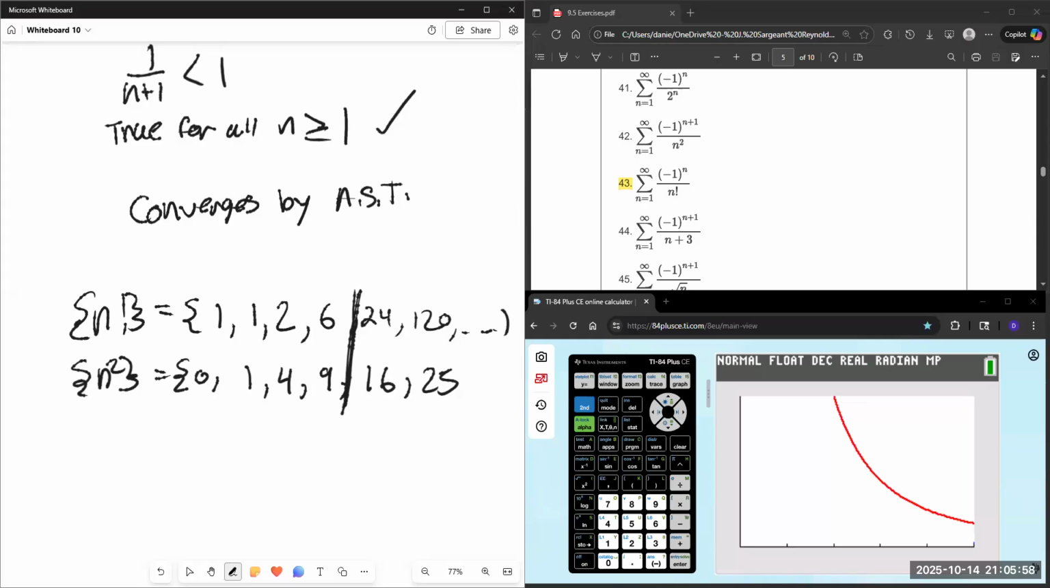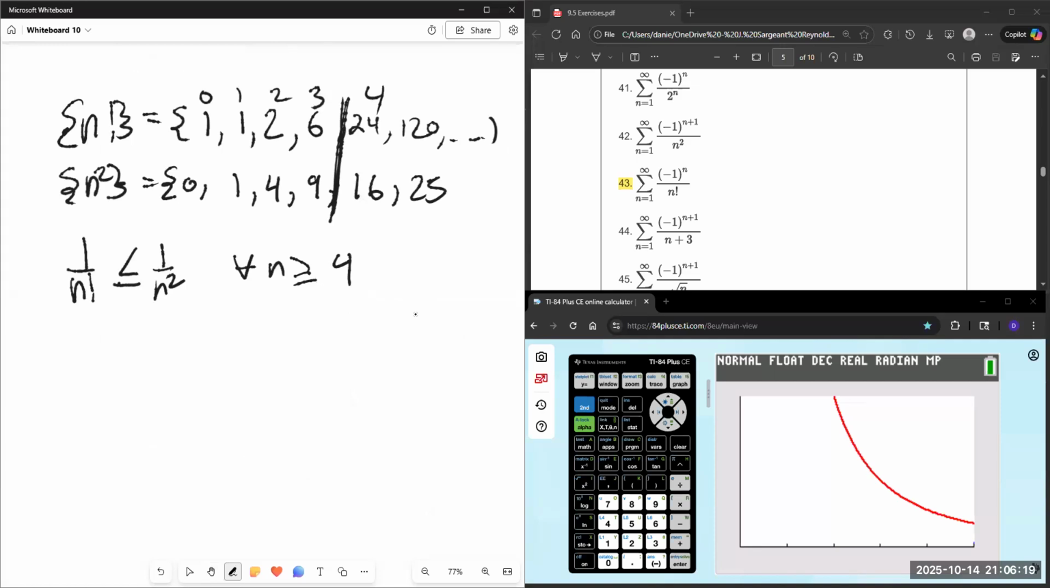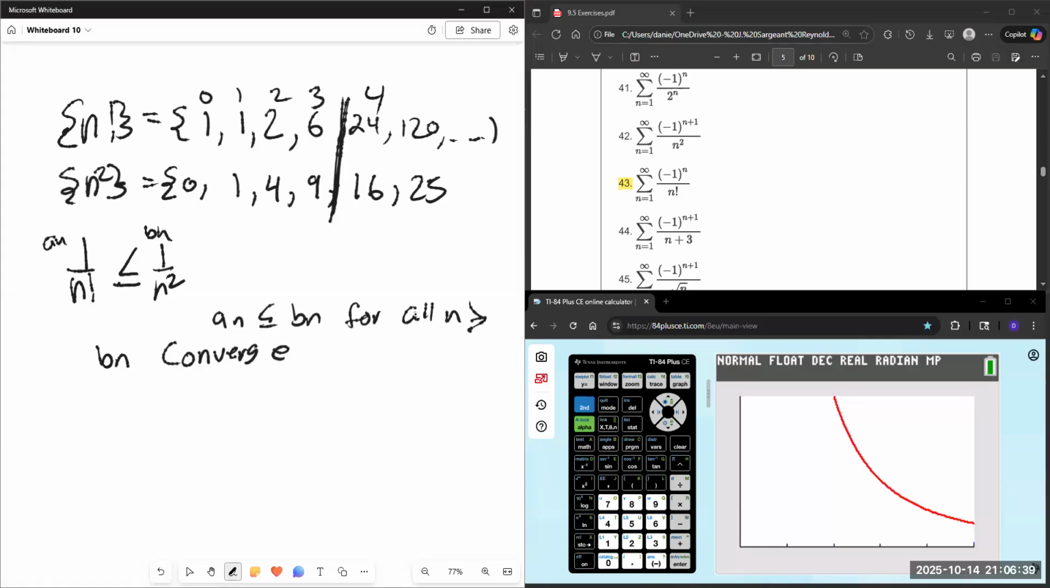So that means 1 over n factorial is less than or equal to 1 over n squared for all n greater than or equal to 4. And I can use a direct comparison test then to say that this is my a_n and this is my b_n, and b_n converges by P series. a_n is less than or equal to b_n for all n greater than or equal to 4.